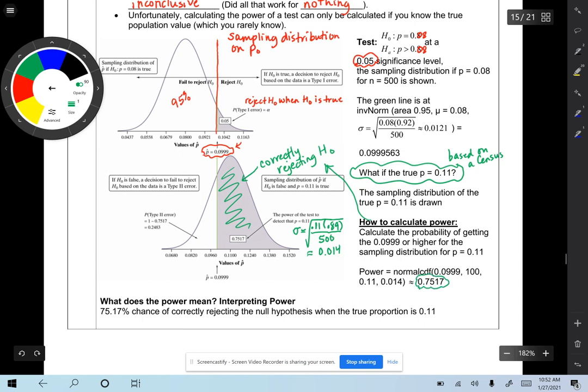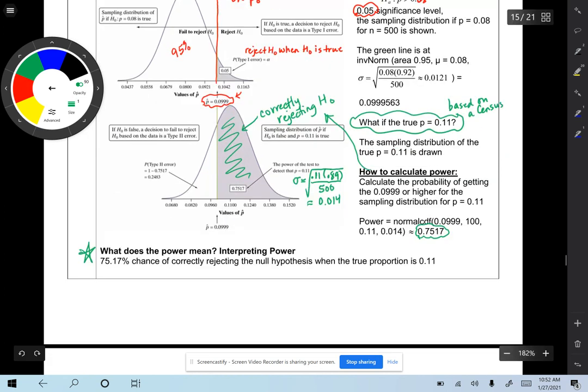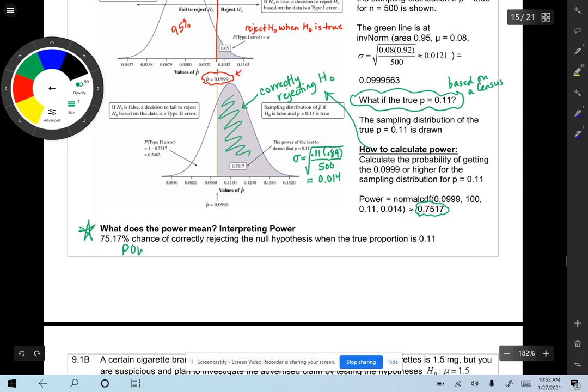And what does that mean? It means that there is a 75.17% chance of correctly rejecting the null hypothesis when the true proportion is 0.11. In this particular case, the higher the power, the stronger the test. So it really helps you when you're designing a test. Power is the probability of avoiding a type 2 error.